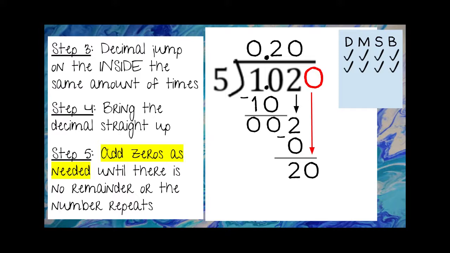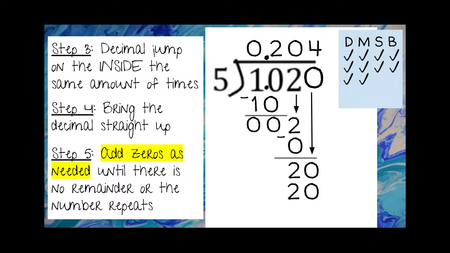How many times does 5 go into 20? It goes in 4 times. So now we're going to multiply. 4 times 5 is 20. And we're going to go ahead and subtract. And now we have no remainder.